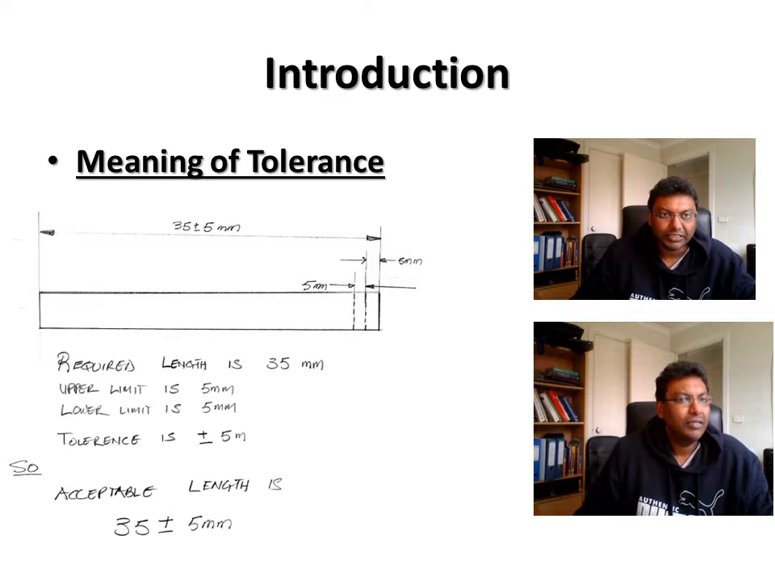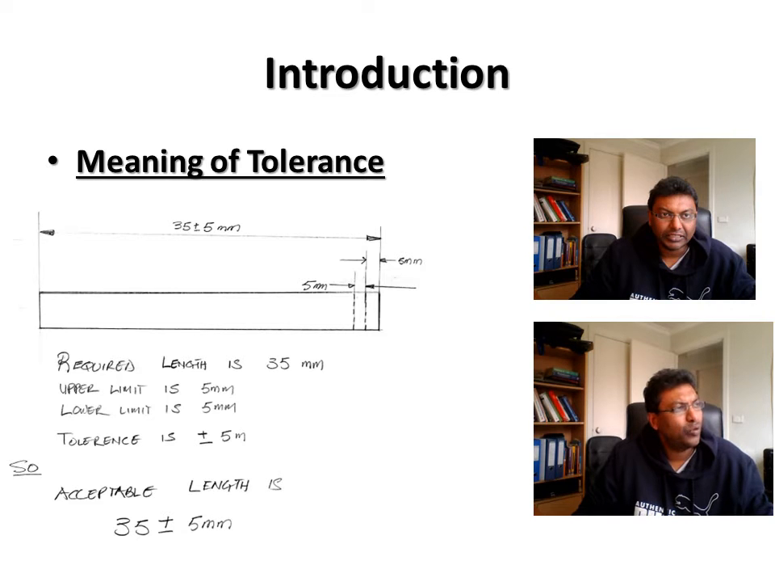Let's look at this workpiece over here, which is 35 millimeters nominal length, and the tolerance limit over here would be plus or minus 5 millimeters. So in this case, the nominal length is 35 millimeters, the lower tolerance limit is minus 5 millimeters, and the upper tolerance limit would be plus 5 millimeters. Therefore, the acceptable length for this workpiece would be 35 plus or minus 5 millimeters.